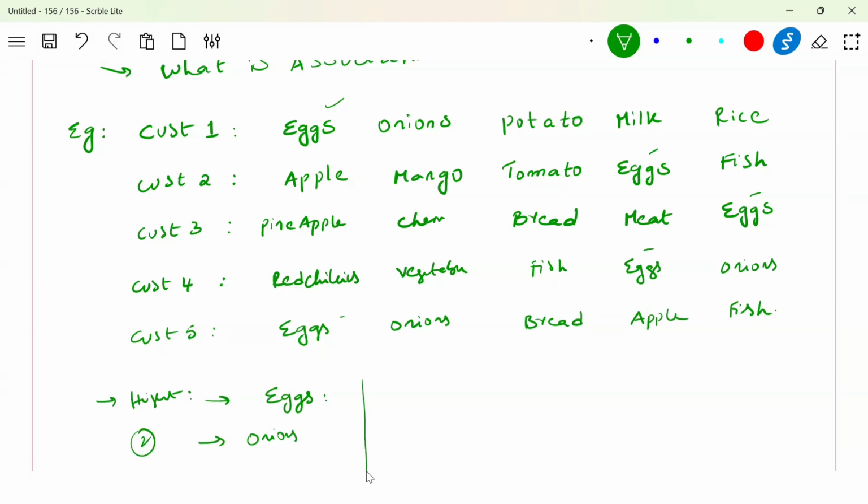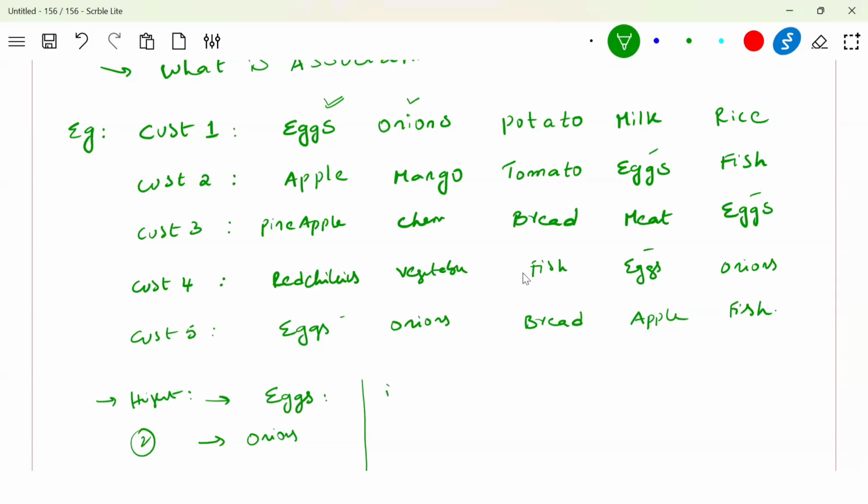Now let us look for the combination. Which combination is highest sold? Take two combinations. For example, I'm taking eggs and onions. So how many times were eggs and onions repeated? Three times. Okay, so the eggs and onions combination is three times.